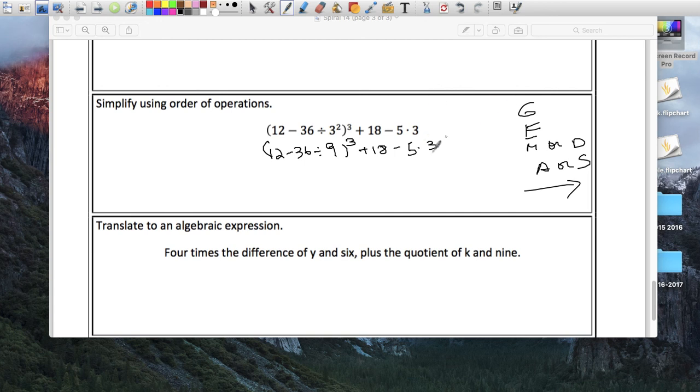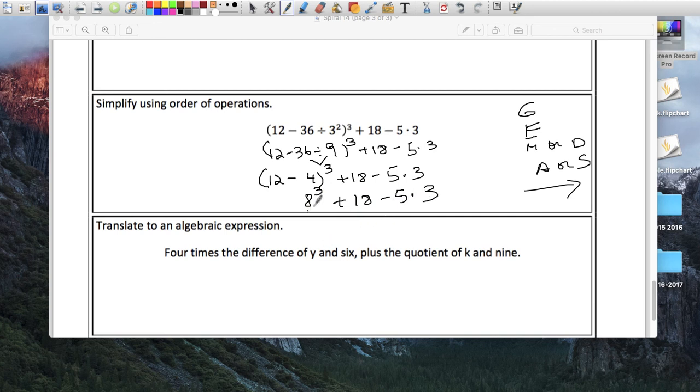Could I have done more than one step? Could I have done 5 times 3? I could have. Okay. But until you're very comfortable with it, don't. Do it one step at a time, even though it might take you 8, 9 lines to do it. So inside, 12 minus 36 divided by 9. 12 still sticks around, minus 36 divided by 9 is 4. And that's going to be everything to the 3rd power, plus 18 minus 5 times 3. I'm going to do inside the parentheses. 12 minus 4 is 8. And I'm going to take that to the 3rd power, plus 18 minus 5 times 3.